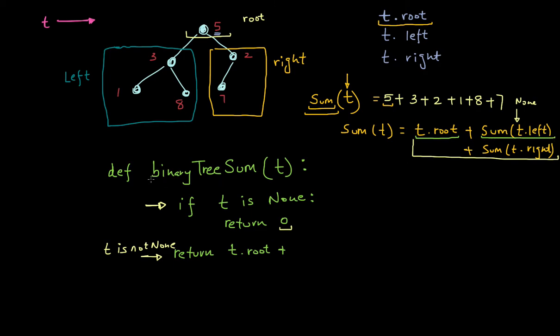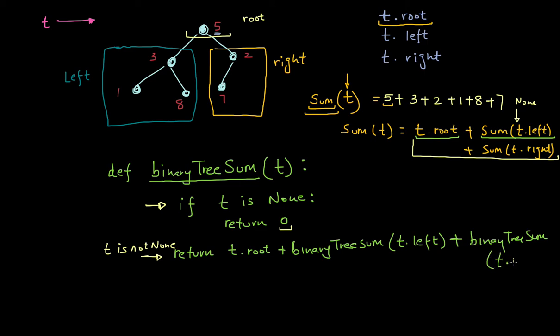But remember, my method over here is called binary tree sum, so I'm just going to make sure I'm consistent with my methods here. So it's going to be binary tree sum, and this is going to compute everything that happens to be the t dot left portion of my tree, which is t dot left, plus binary tree sum, and this is going to be the right hand portion of my tree there.